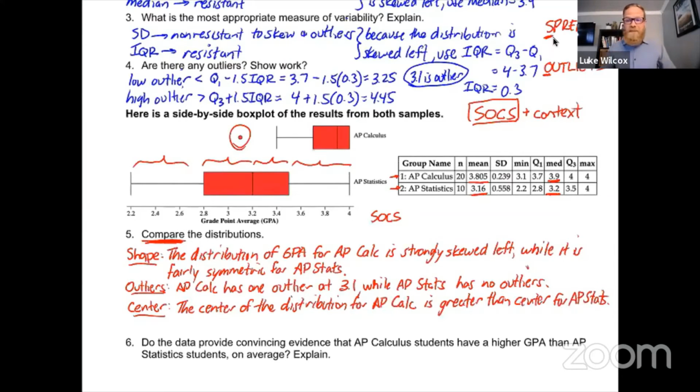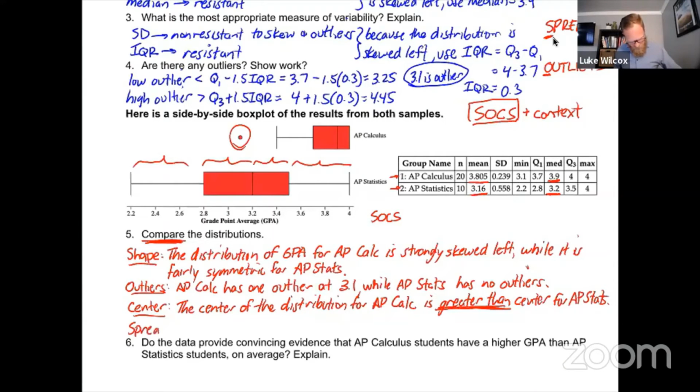Now notice I didn't even have to indicate what measure of center I was using, which would be true whether I was using the mean or the median. I also haven't indicated the exact values of those centers. What's important here is that we've compared the centers. So I'll tell you this part of the solution right here is an important part of the solution. The fact that we're saying that the center is greater for AP Calculus students.